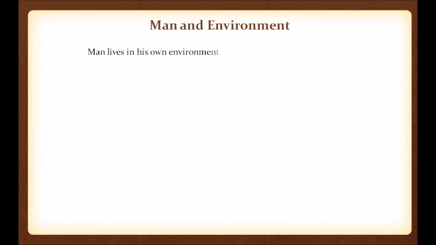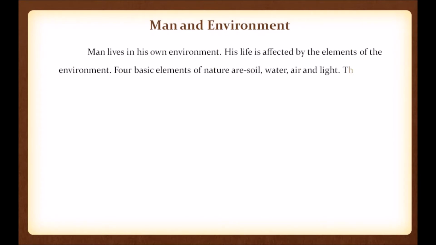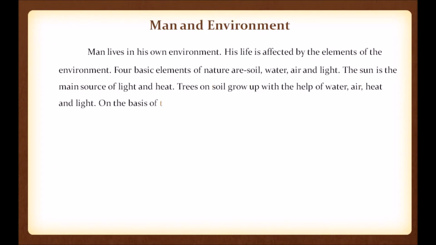Man lives in his own environment. His life is affected by the elements of the environment. Do you know what the elements of the environment are? There are 4 basic elements of nature. They are soil, water, air, and light. You know, the sun is the main source of light and heat. Trees on soil grow up with the help of water, air, heat, and light. On the basis of these elements, man's life on earth has been possible.